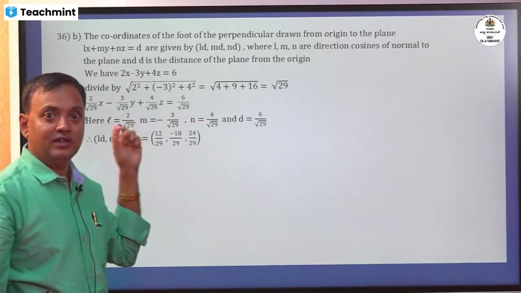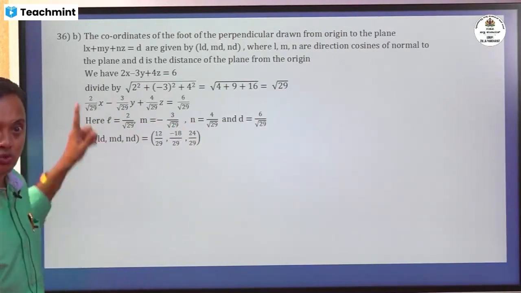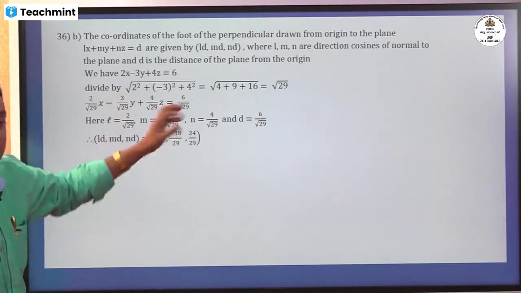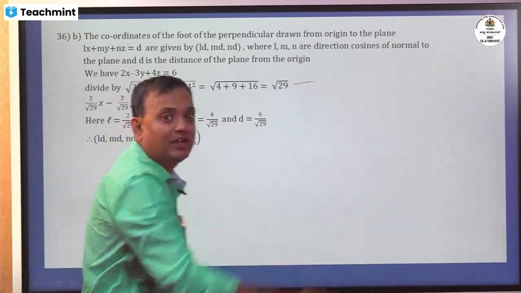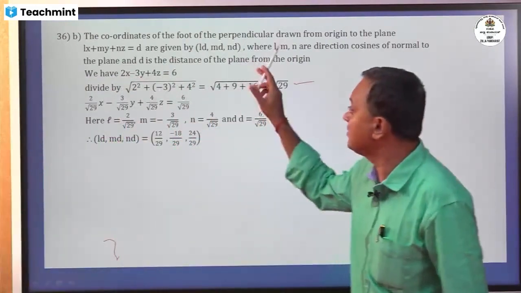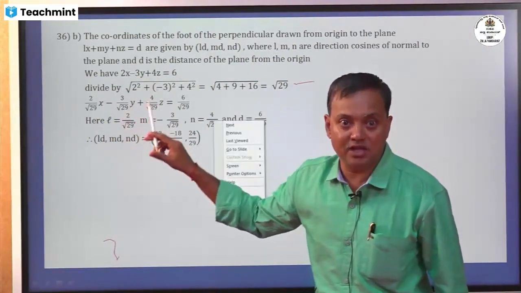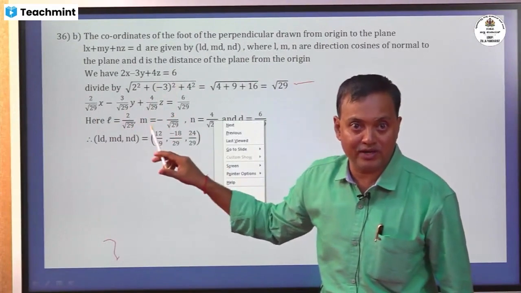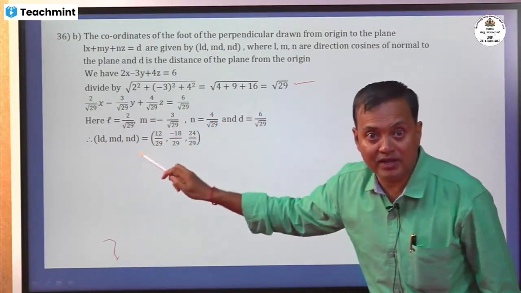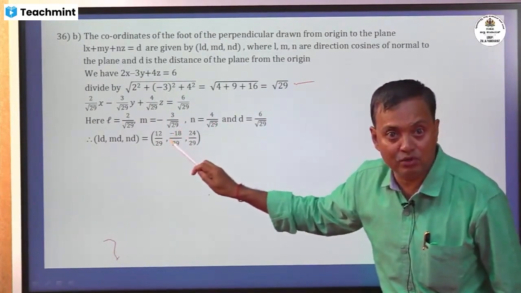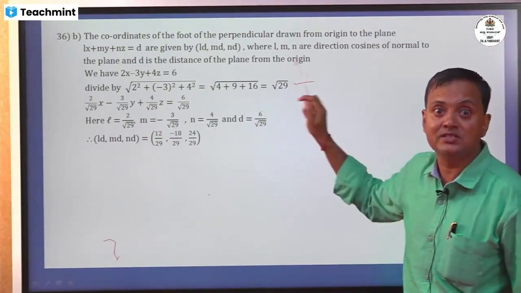To put this in the form Lx plus My plus Nz equal to D, we have to divide by the root of a square plus b square plus c square, that is root of 2 square plus minus 3 square plus 4 square. So this is root 29. Divide this equation by root 29. We get 2 by root 29 x minus 3 by root 29 y plus 4 by root 29 z is equal to 6 by root 29. Here L is 2 by root 29, M is minus 3 by root 29, N is 4 by root 29 and D is 6 by root 29.